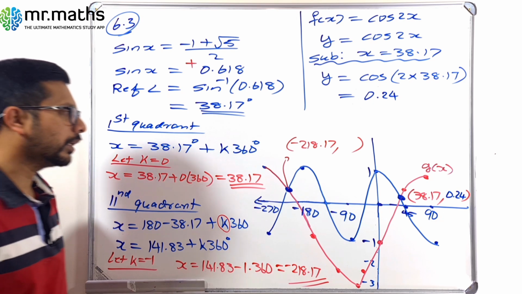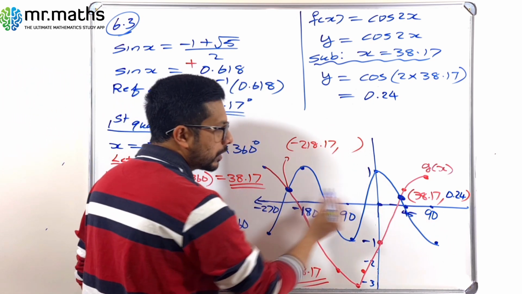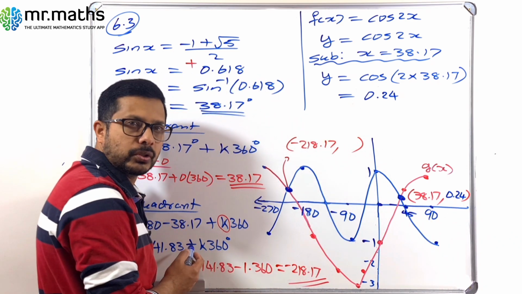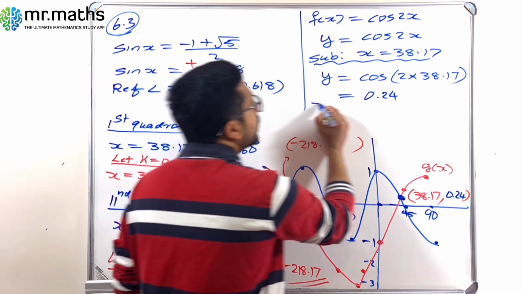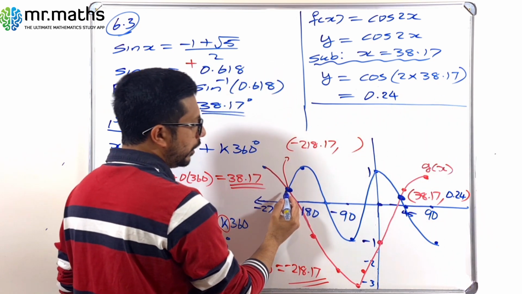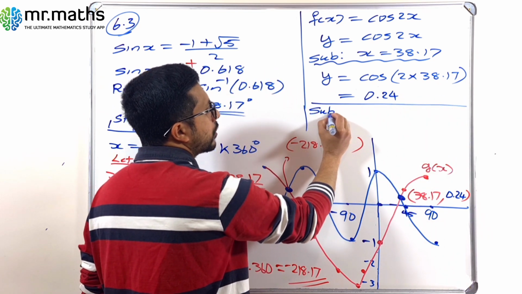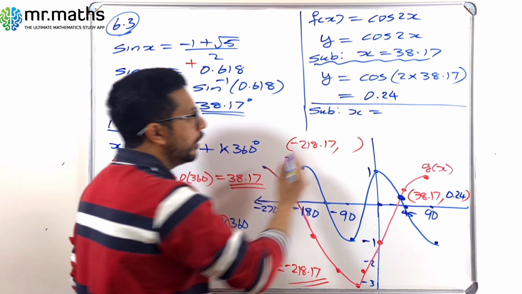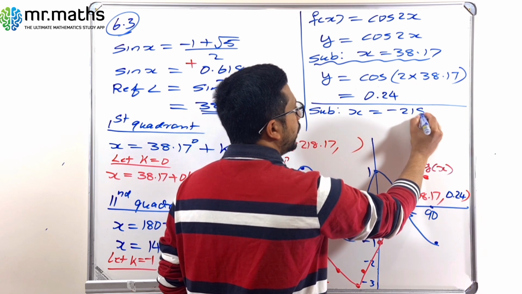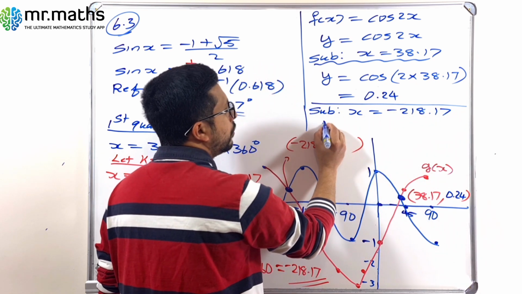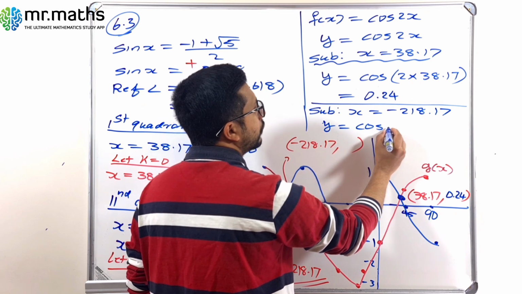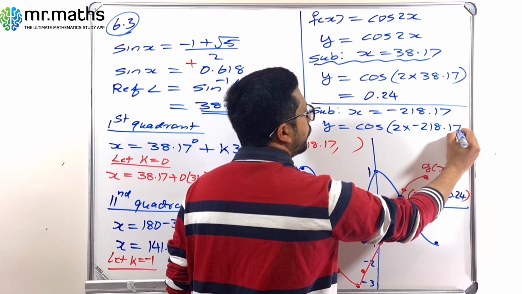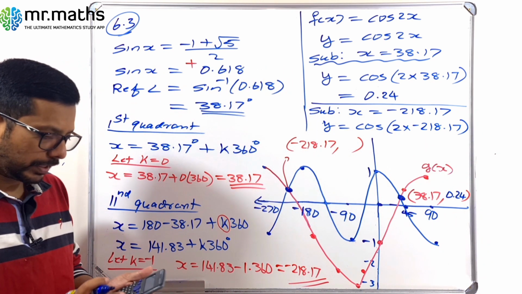Try to understand, guys, that both of these are points of intersection. So if this y value is 0.24, it means this y value is also 0.24. Anyway, let's just check once more. At this point we have to substitute x is equal to, what is the x value here? Minus 218.17. So y is equal to cos of 2 times minus 218.17. Check in your calculator what is the answer.